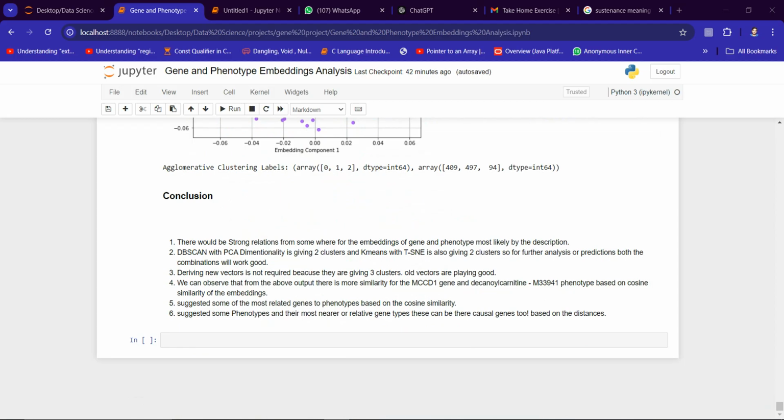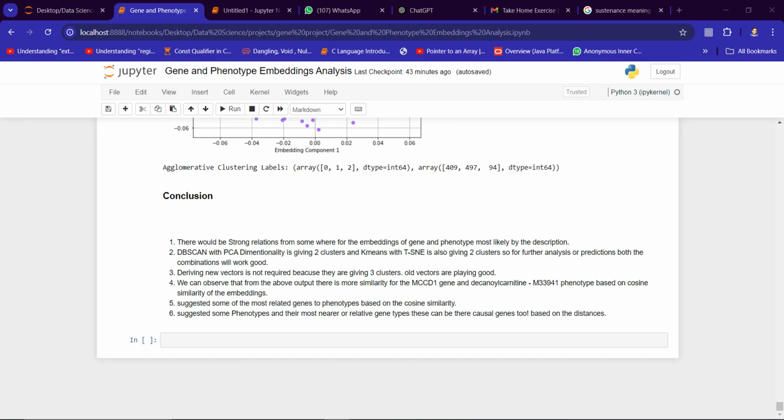There are strong relations between embeddings of gene and phenotype, which we already discussed above. Another insight is that DBSCAN with PCA dimensionality reduction is good, and k-means clustering with TSNE dimensionality reduction is good for further analysis and predictions. And deriving new vectors is not required because they are giving three clusters.